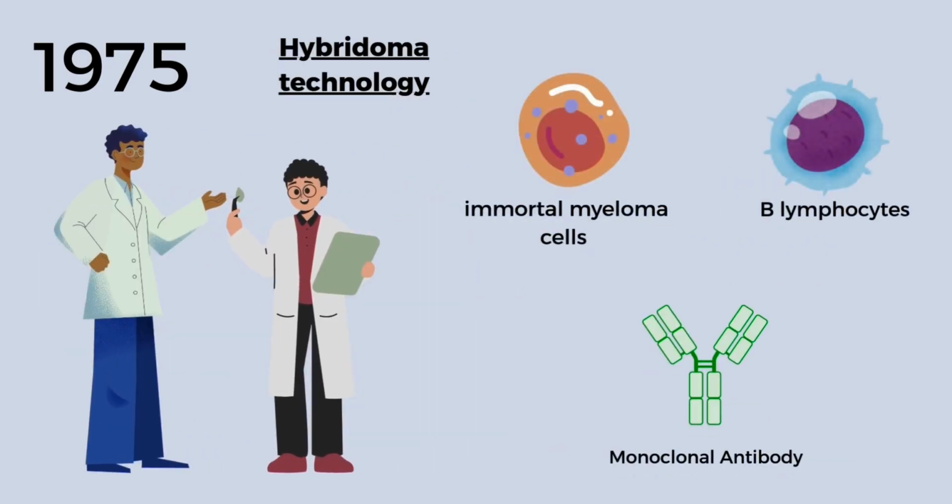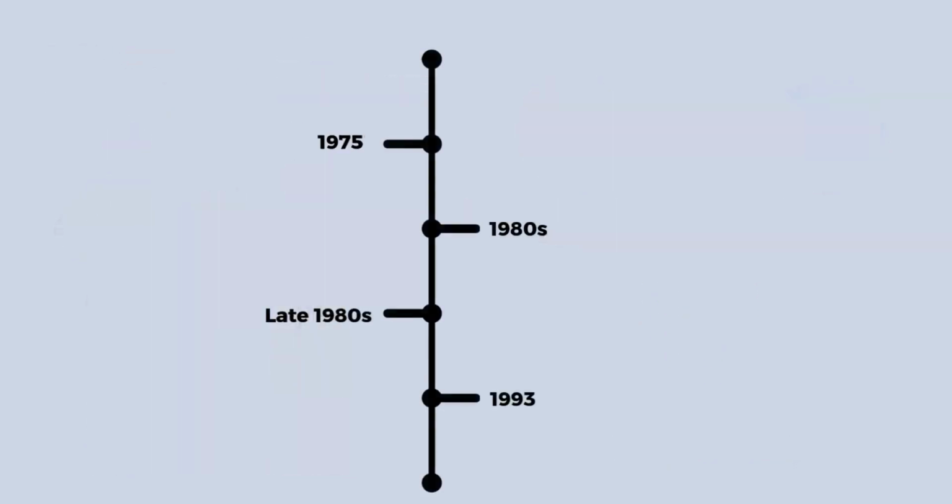In the same year, Kohler and Milstein developed hybridoma technology, fusing immortal myeloma cells with B lymphocytes to produce monoclonal antibodies, identical antibodies that target a single protein.